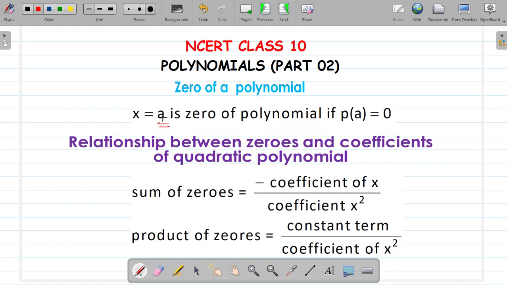Next, we have seen the relationship between zeros and coefficients of a quadratic polynomial. There are two relationships. The first relationship is that the sum of zeros is equal to minus the coefficient of x upon the coefficient of x square. And the second relationship is that the product of zeros is equal to the constant term in the quadratic polynomial upon the coefficient of x square in that quadratic polynomial.